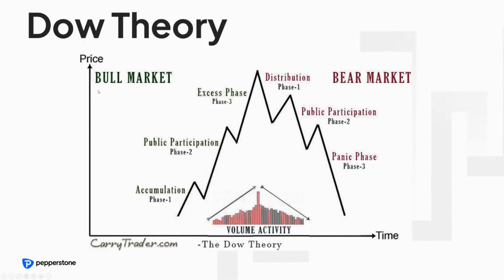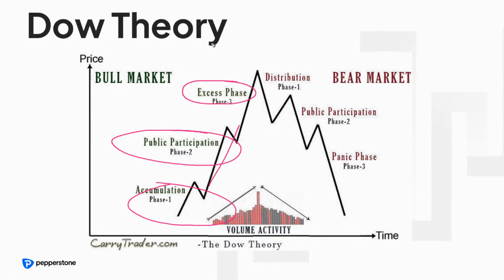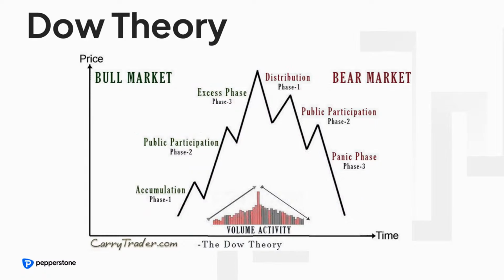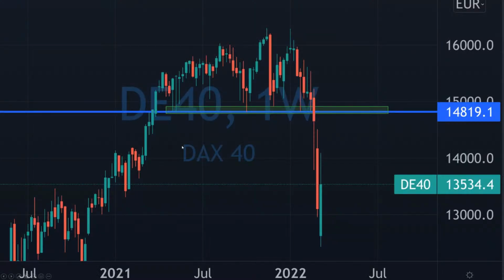We also have the Dow theory concept. It's the same kind of thing: accumulation into public participation, obviously what we call it, into excess, which is usually some kind of euphoria. In this case, euphoria is greed, isn't it, Ty? One of the emotions. Into distribution. Most definitely. And then, of course, the opposite side. So really, it's the same kind of concept.